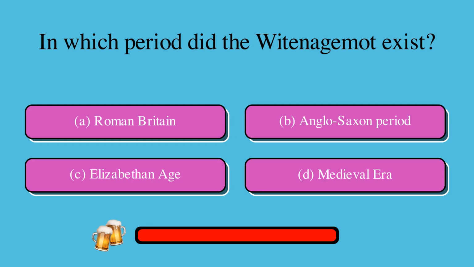In which period did the Witenagemot exist? Is it A, Roman Britain, B, Anglo-Saxon period, C, Elizabethan age, or D, medieval era? The correct answer is B, Anglo-Saxon period.